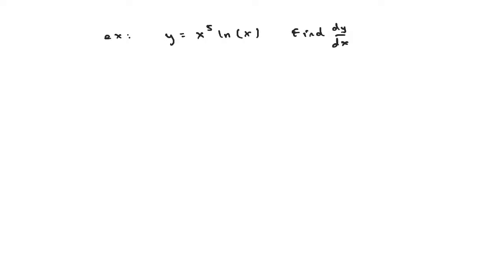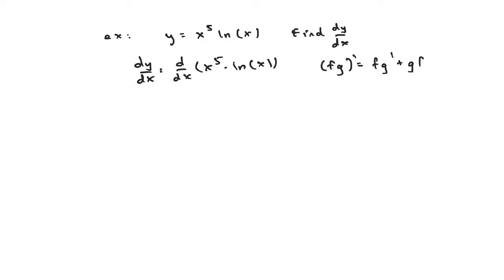So I can say dy dx is equal to d dx of x to the 5th times the natural log of x. Then we have the product rule that says fg prime is equal to f times g prime plus g times f prime. So that's the first function times the derivative of the second plus the second function times the derivative of the first. In this case, we'll say x to the 5th is f, and the natural log of x is g.